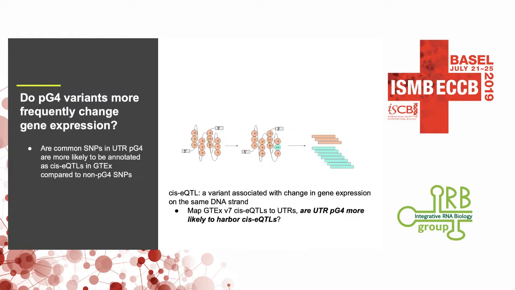So we can ask whether, when a variant occurs within a G-quadruplex forming region of a UTR, that variant is more likely to be associated with changes to gene expression, or to be a cis-eQTL. So we can take all of the cis-eQTLs that are mapped in GTEx and ask whether we see an enrichment for these cis-eQTLs affecting G-quadruplex forming regions of UTRs.